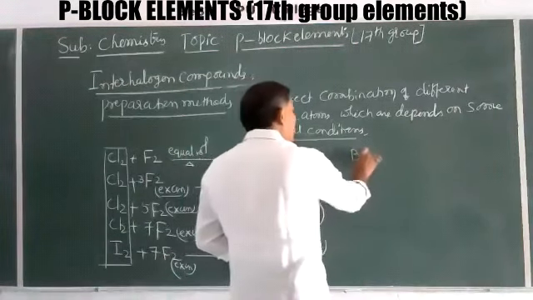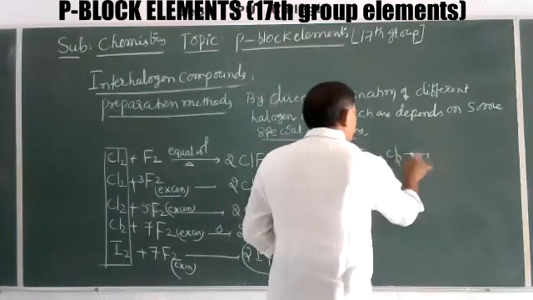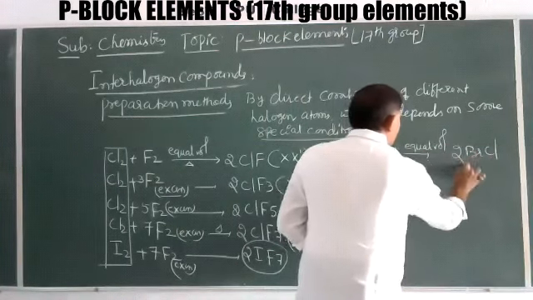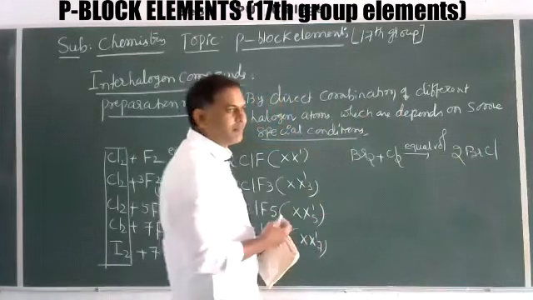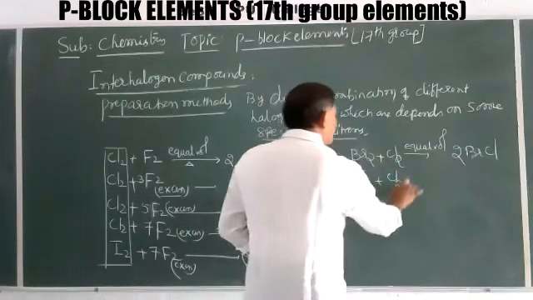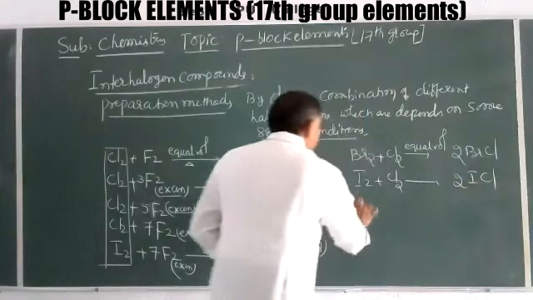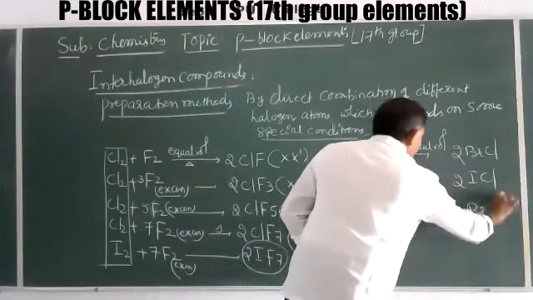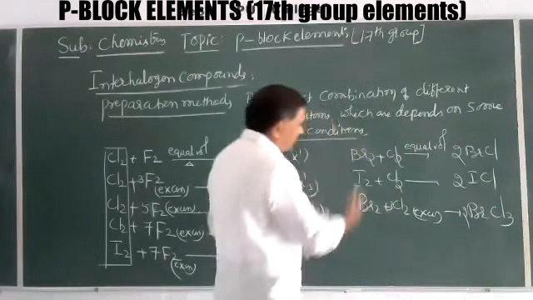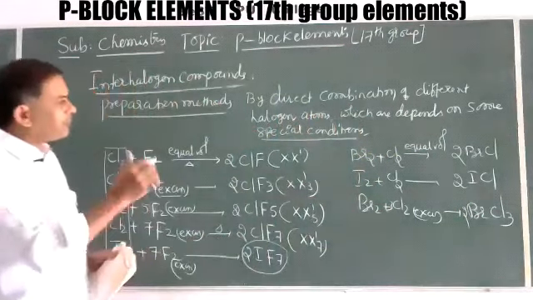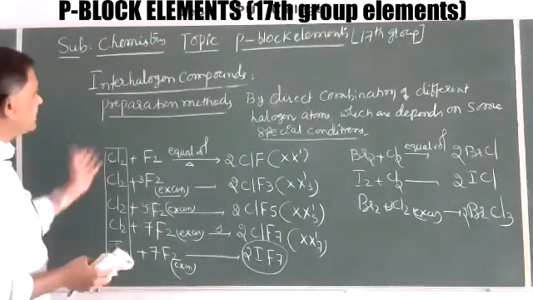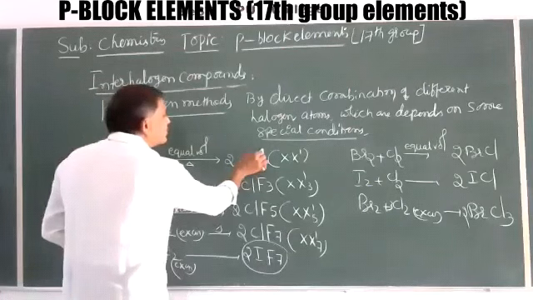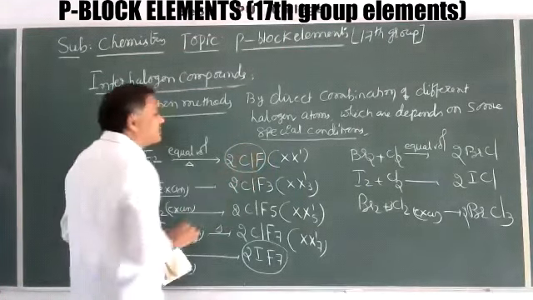Like Br2 reacts with Cl2 in equal volume, it gives 2BrCl. Like I2 reacts with Cl2, it gives 2ICl. Like Br2 reacts with Cl2 in excess condition, it gives BrCl3; take 2 moles and here 3 moles. So by direct combination of different halogen atoms, we'll get the different interhalogen compounds.